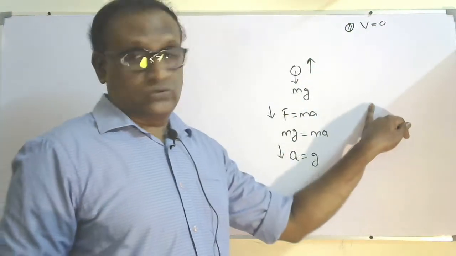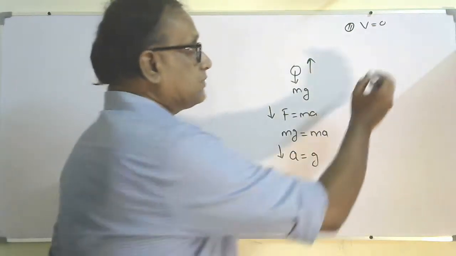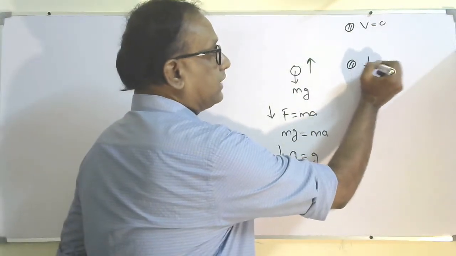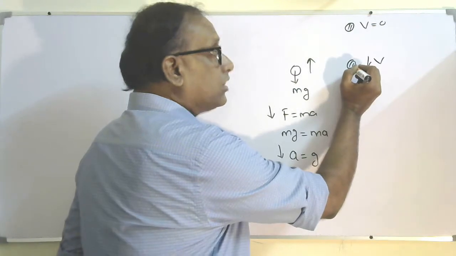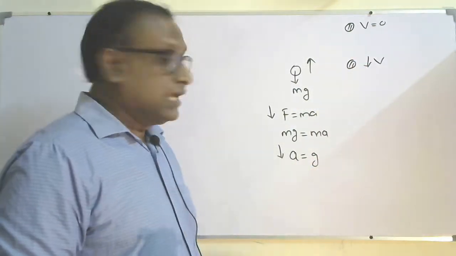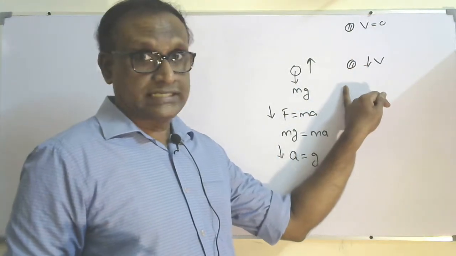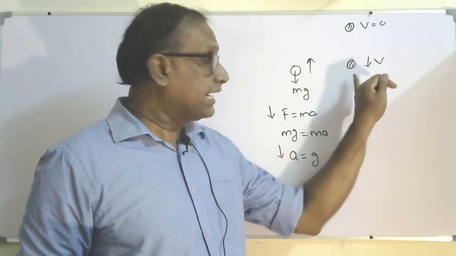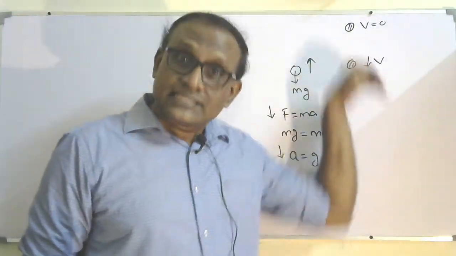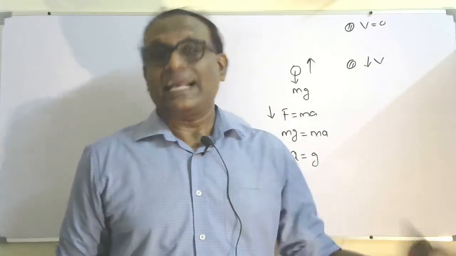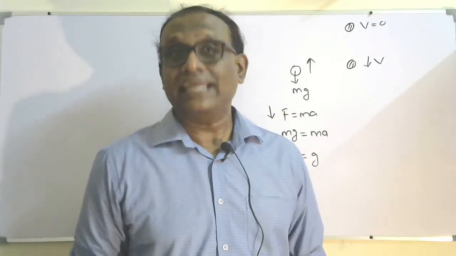When it comes down, when it falls down, the direction of velocity is down, the force also downwards, the acceleration also downwards. That means the direction of velocity and the direction of acceleration are the same. So the object will accelerate. That means the velocity will increase.